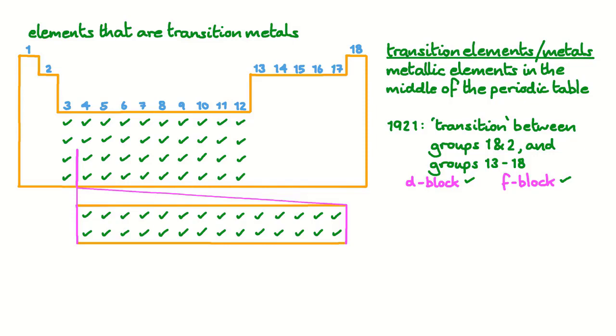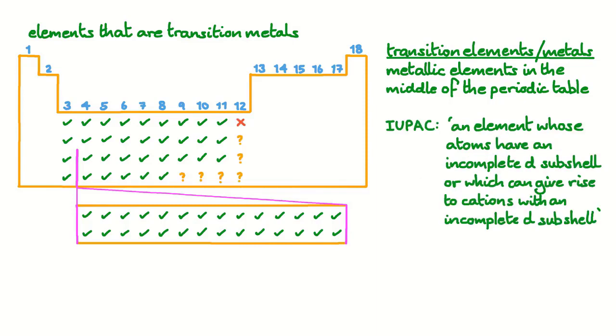However, over time, certain properties of this collection of elements have become signatures and certain elements were removed. For some elements, there is disagreement over whether they should be called transition elements. I won't go into the details of these disagreements, but I will show you which elements are generally considered transition elements. The definition from the International Union of Pure and Applied Chemistry, IUPAC, includes these elements.